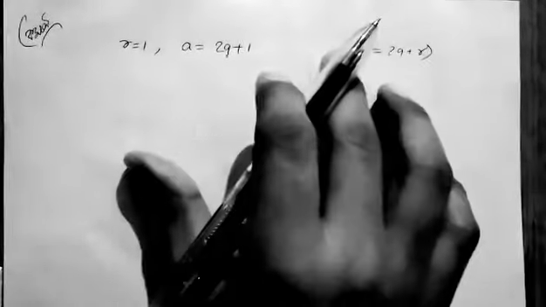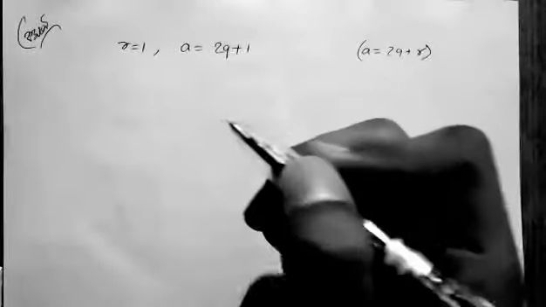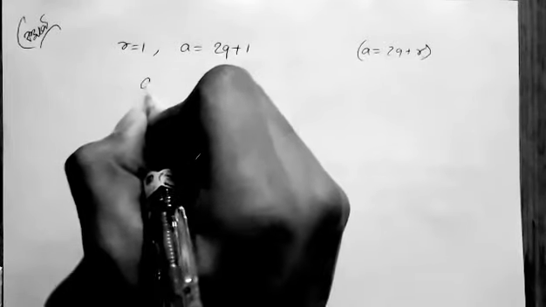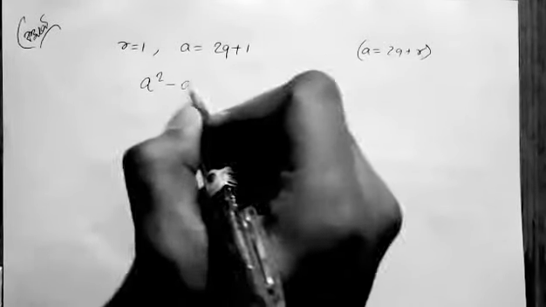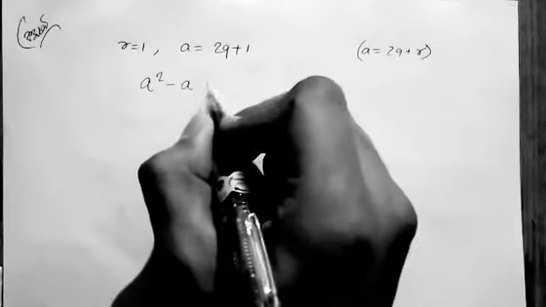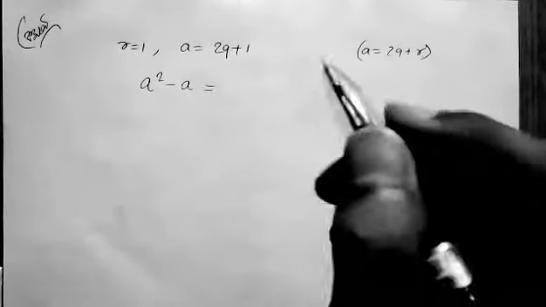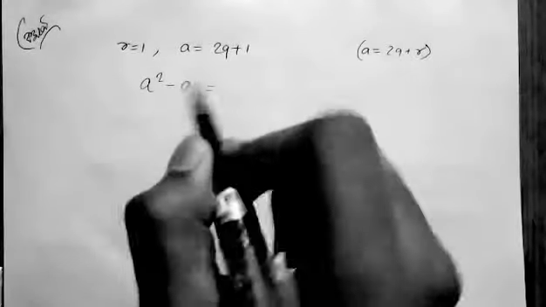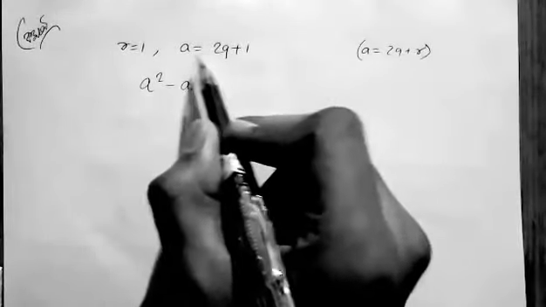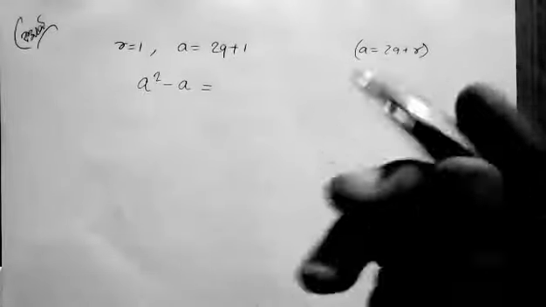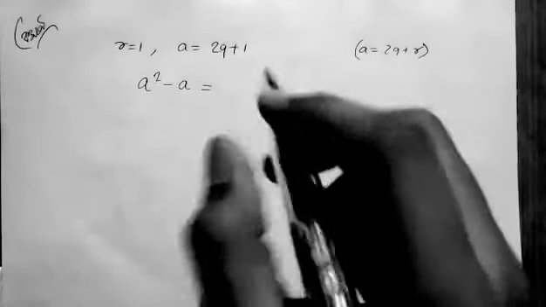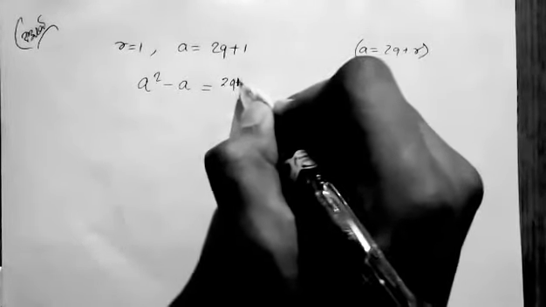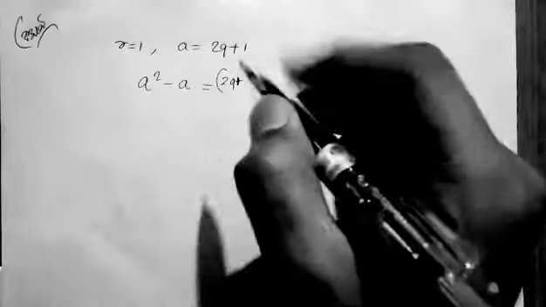Now according to the question, what was the condition we need to prove? It was the difference between a number and its square. The difference between the square of a number and itself is an even number. We need to prove that, right? So we just carry out this expression. We will put the value of a in this expression and see whether we obtain an even number or not.